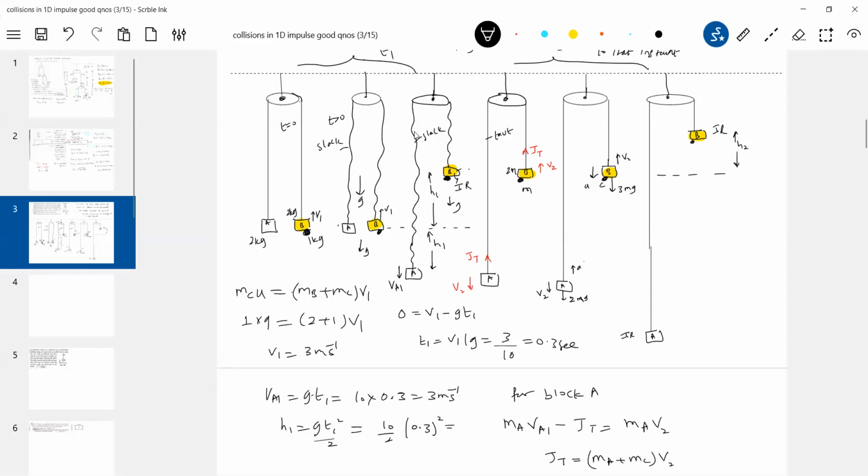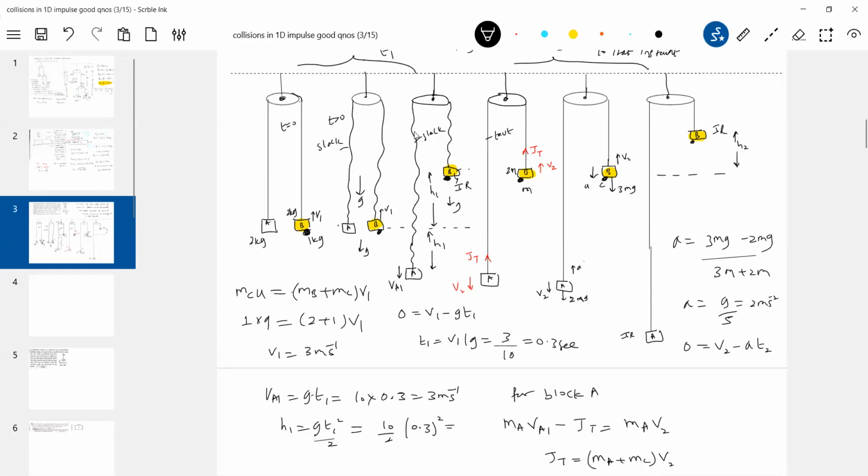After getting V2, then we have to calculate the time T2. For that, we need retardation. What is the retardation? Retardation will be (3mg minus 2mg) by (3m plus 2m). I think this should be equal to g by 5, 2 meter per second square. So can we calculate the time taken? So this should be 0 equal to V2 minus A T2. So from this, we'll get the T2.